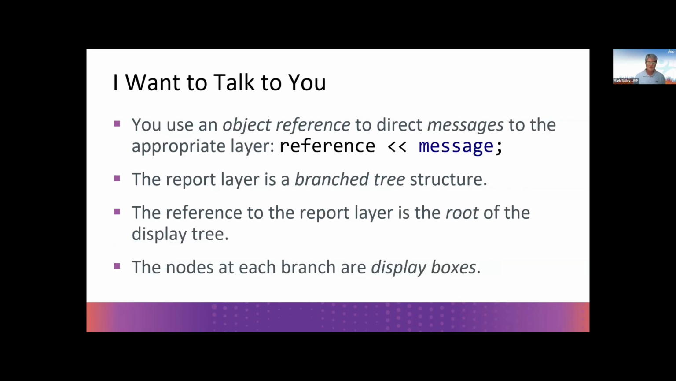So you want to talk to the report layer. The way that we do this is through an object reference to which we can send a message. Now, this report layer has a branched tree structure, and the reference that you start with is to the root of this display tree. The nodes along each of these branches are JMP display boxes.